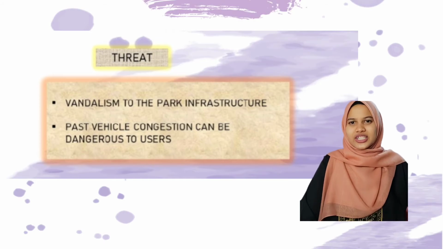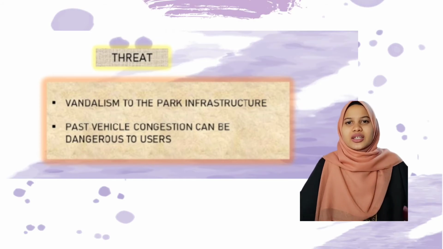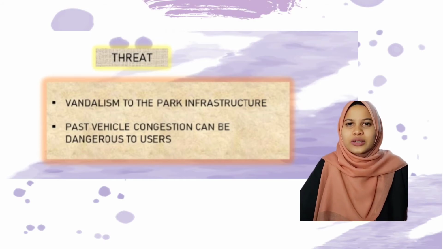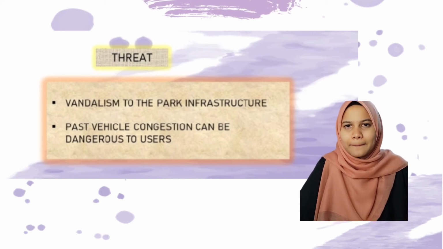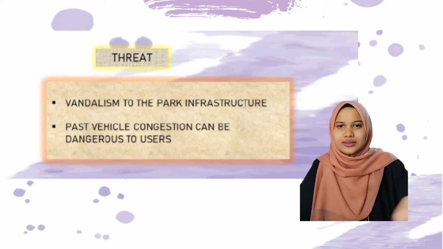The last one is T for threat. Vandalism to the park infrastructure. The second is vehicle congestion, which can be dangerous to users.